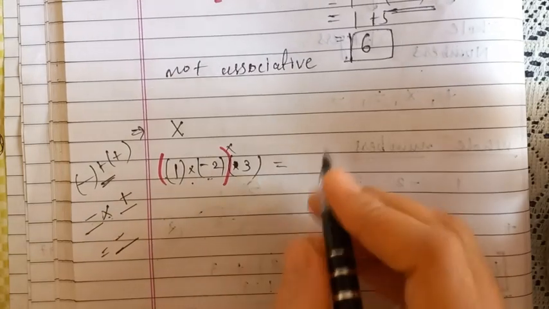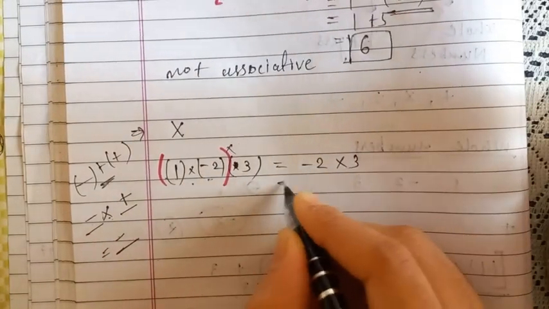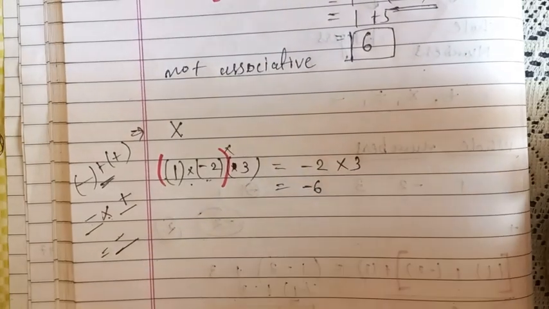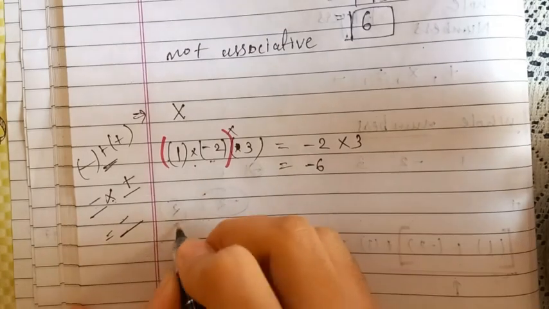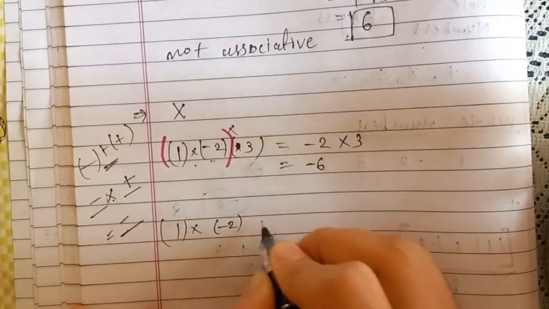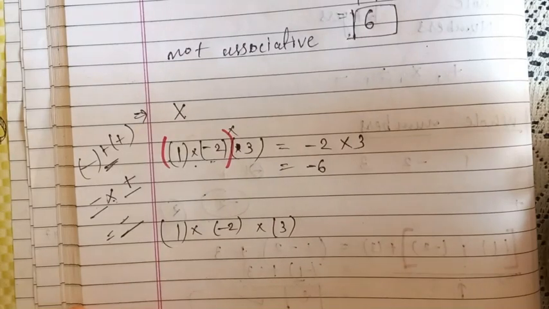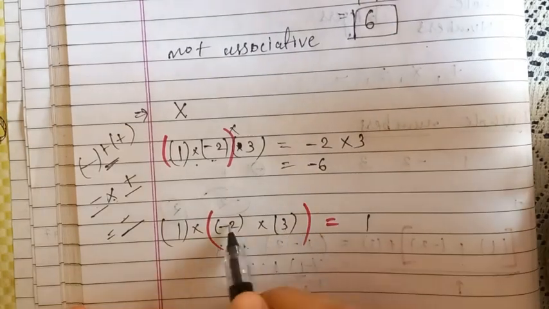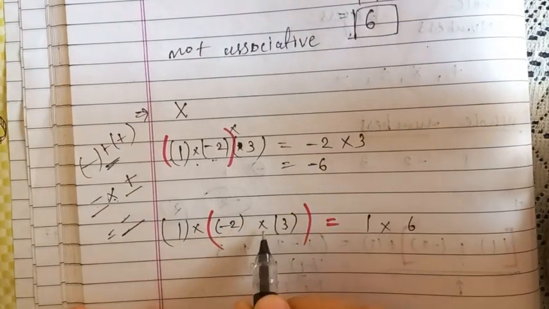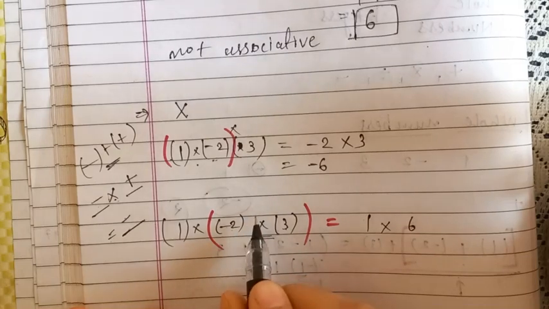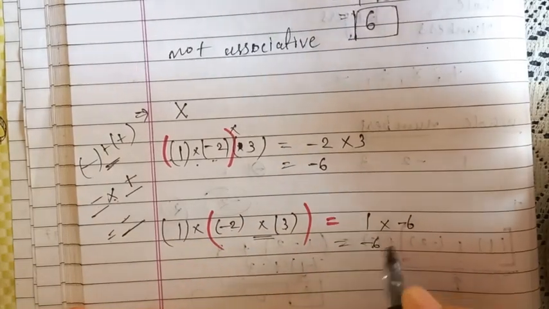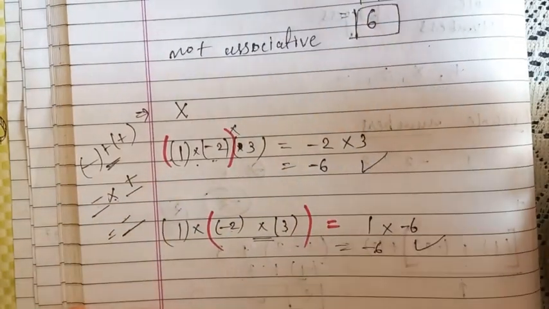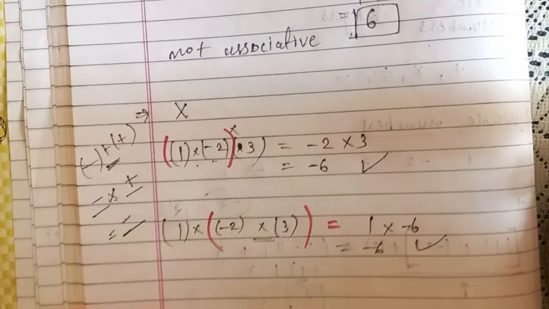So 1 into -2, then 3. One negative, one positive, do multiplication: 2 threes are 6, so -6. Now change the group: 1, -2, and 3. Now take this group. So 3 twos are 6, and one negative, one positive in between multiplication, so -6. Then you see, after making different groups, we have the same answer. So multiplication is associative.